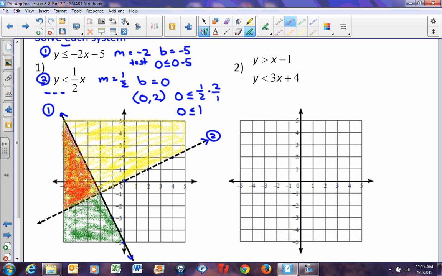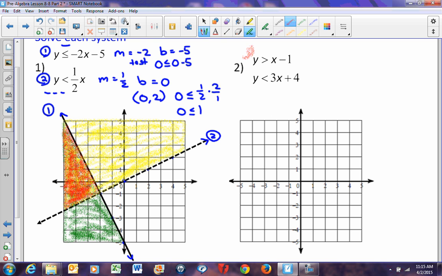Now, if you don't want to have a bunch of weird melding colors all over your paper, I can show you a different way to graph so that you only have to graph using one color. I'll do that in this next example. Well, that's the solution to this system, where the two different colors cross is the solution of your system of inequalities. Let's look at number 2 here.